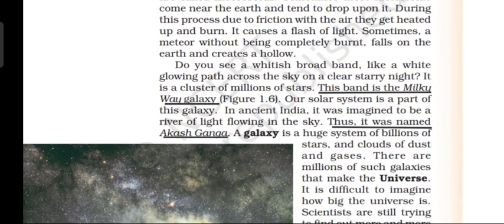Now, do you see a whitish broad band, like a white glowing path across the sky on a clear starry night? It is a cluster of millions of stars. This band is the Milky Way Galaxy. Our solar system is a part of this galaxy. In ancient India, it was imagined to be a river of light flowing in the sky. Thus, it was named Akash Ganga.